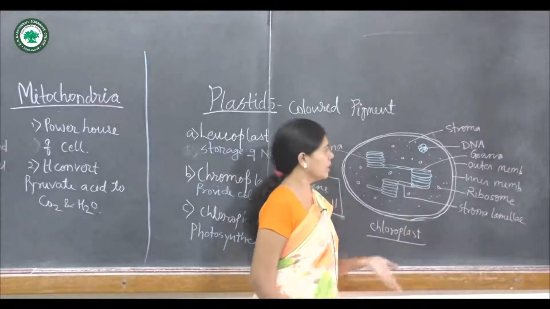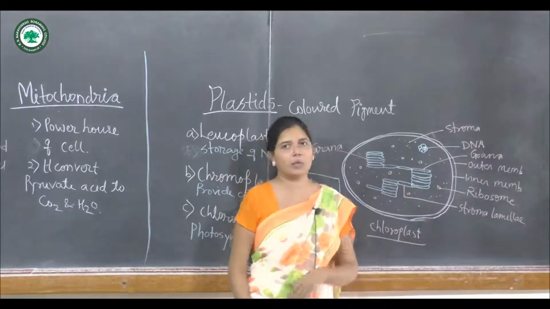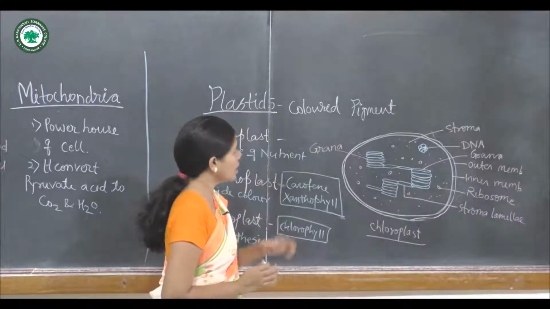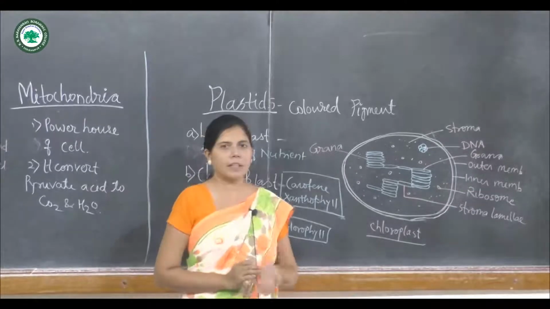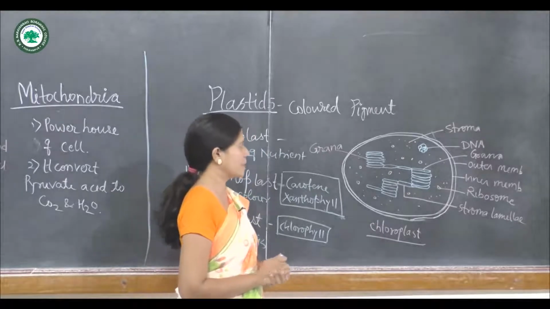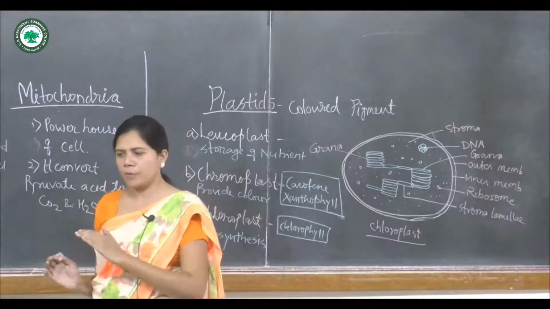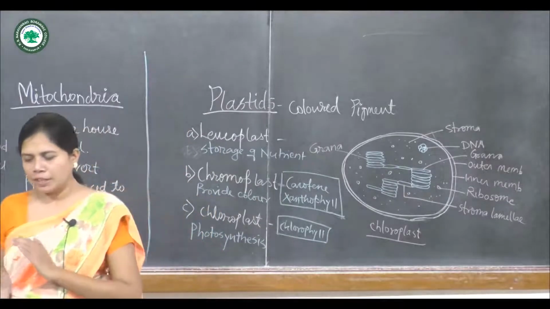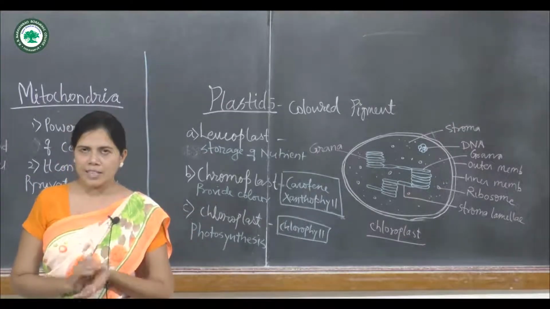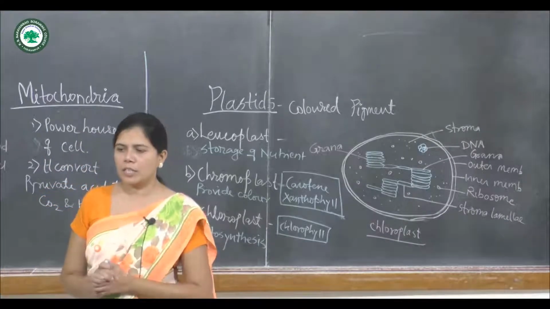Along with the stroma and the stroma lamellae or the grana, in the chloroplast there is also DNA present. In the chloroplastic matrix there is the presence of DNA as well as ribosomes. The chlorophyll pigment is also present, along with the enzymes which take part in the production of sugar by the process of photosynthesis.